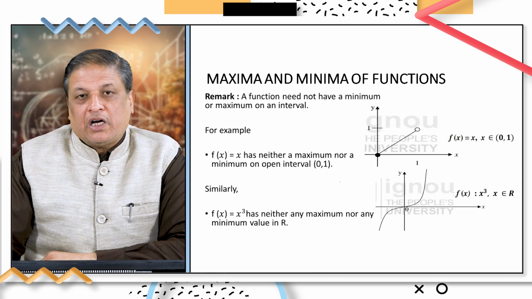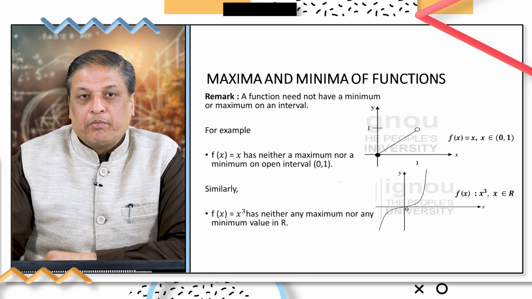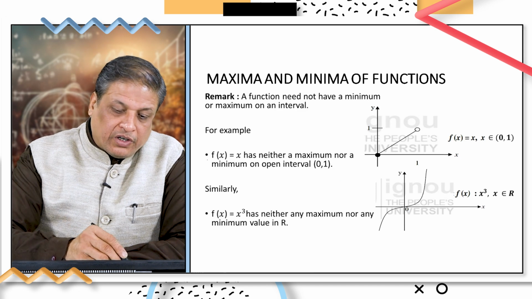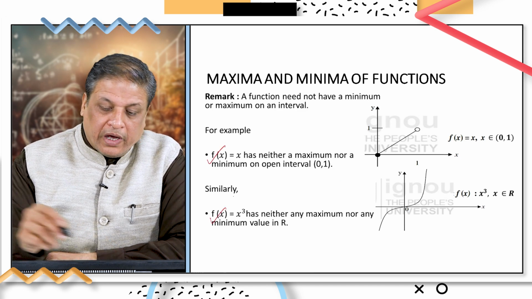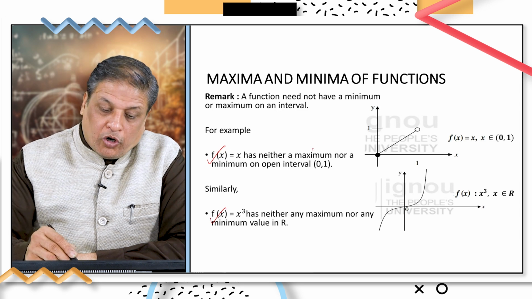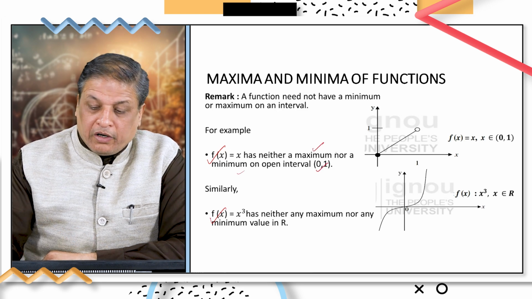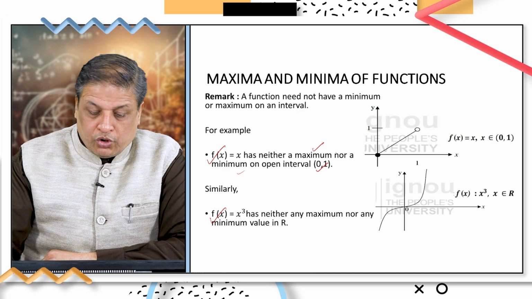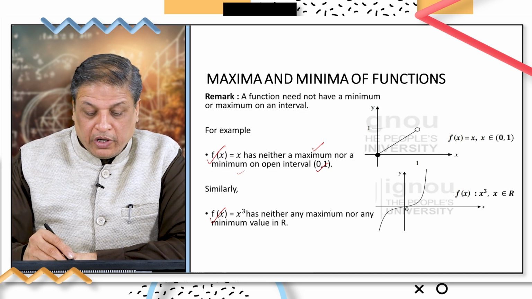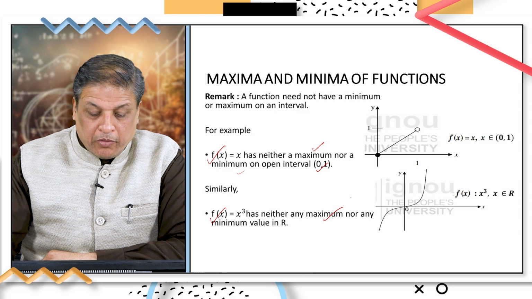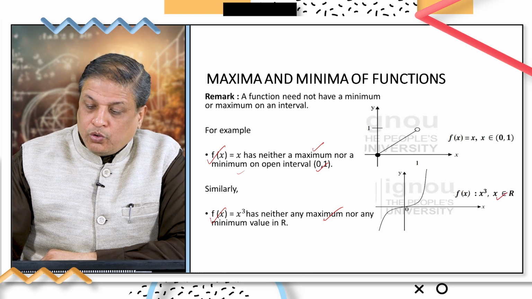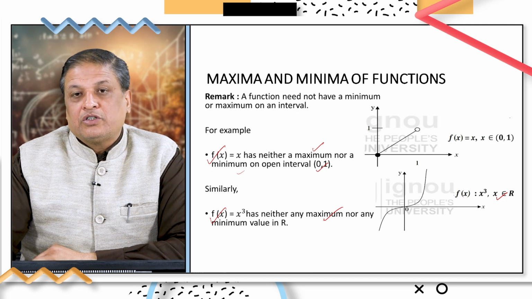So there might be a chance that the function has neither a minimum nor a maximum in an interval. Likewise, the functions f(x) = x and f(x) = x cube do not have any maximum or minimum in the open interval (0, 1). And apart from this, f(x) = x cube has neither a minimum nor a maximum value for x belonging to R. So that means it is not always possible.